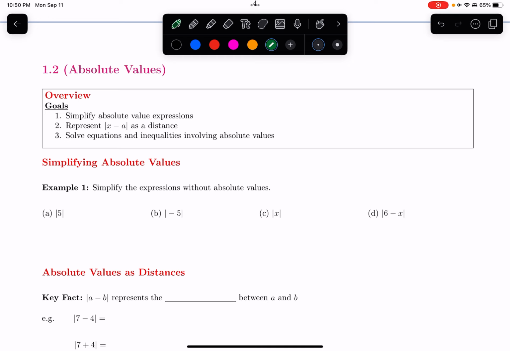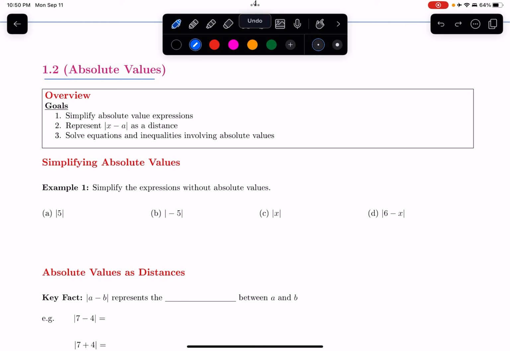In this video, we are starting section 1.2 on absolute values. Our goals are to simplify absolute value expressions, represent the absolute value of something minus something as a distance, and we'll solve equations and inequalities that involve absolute values. In this video specifically, we're going to focus on doing some review of simplifying absolute values.